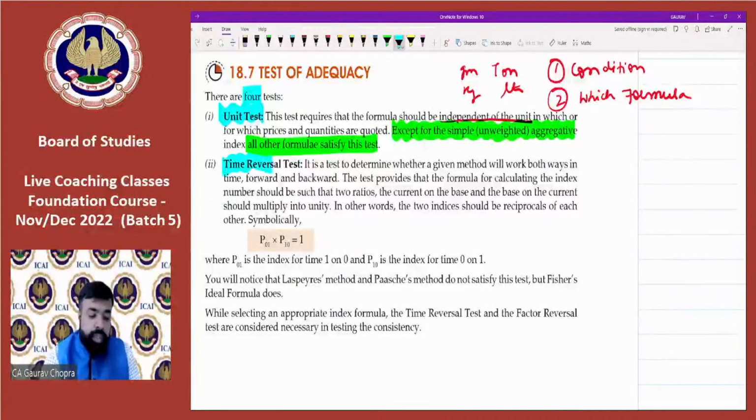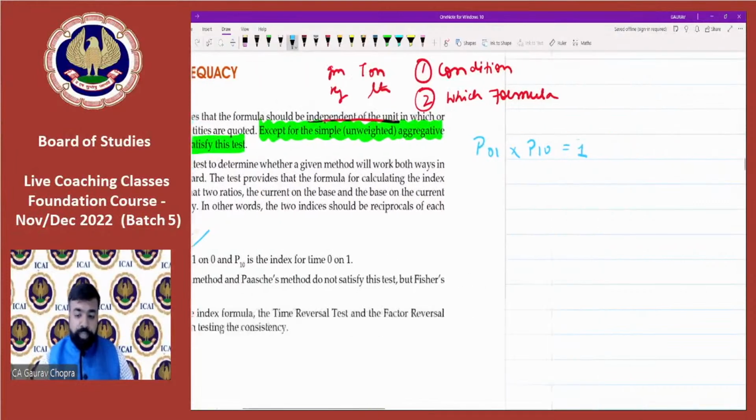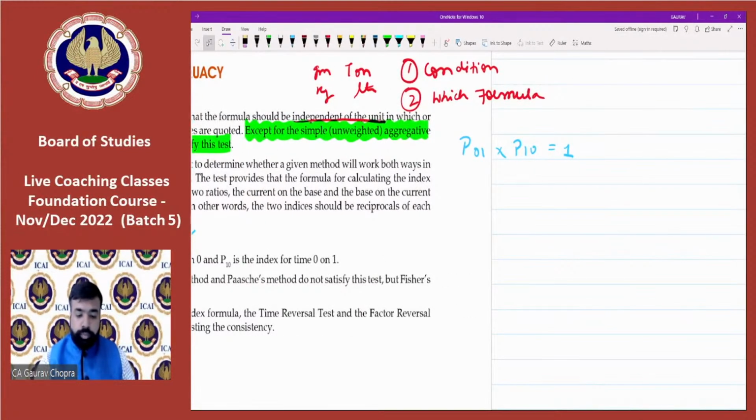Second is time reversal test. Time reversal test is basically based on P01 and P10. If we multiply them, the result should be 1. So whenever we multiply these two and the result is 1, that means the time reversal test is satisfied. That means P01 means 1 on 0, and P10 means 0 on 1. Whenever we calculate this and multiply, if the result is 1, that means we are correct.